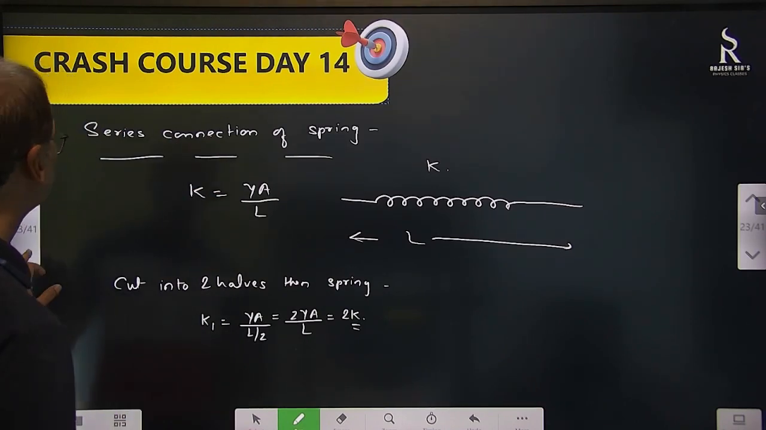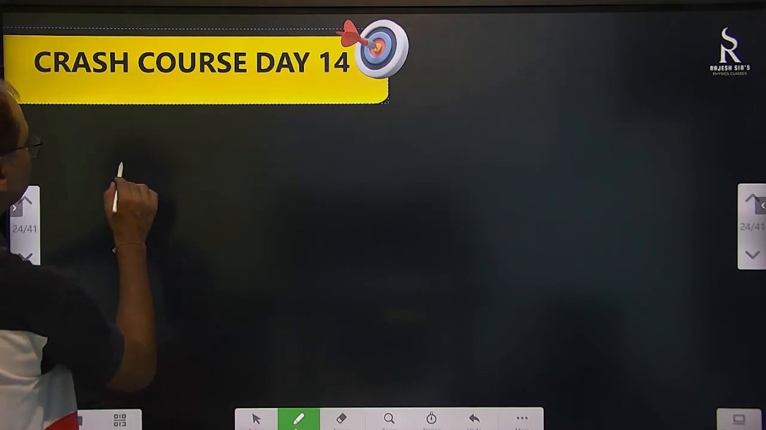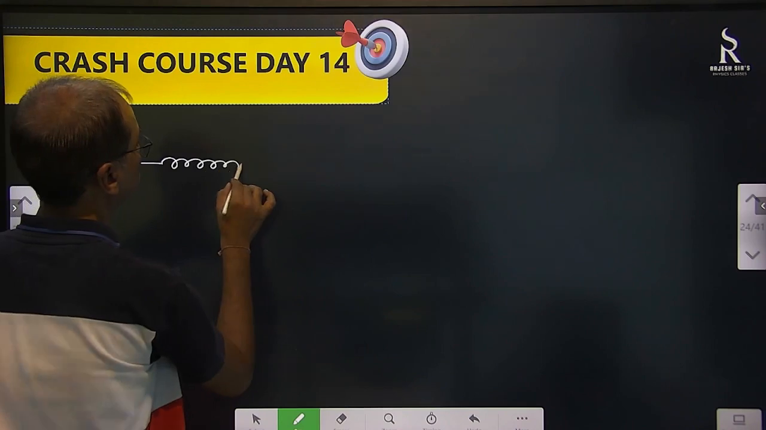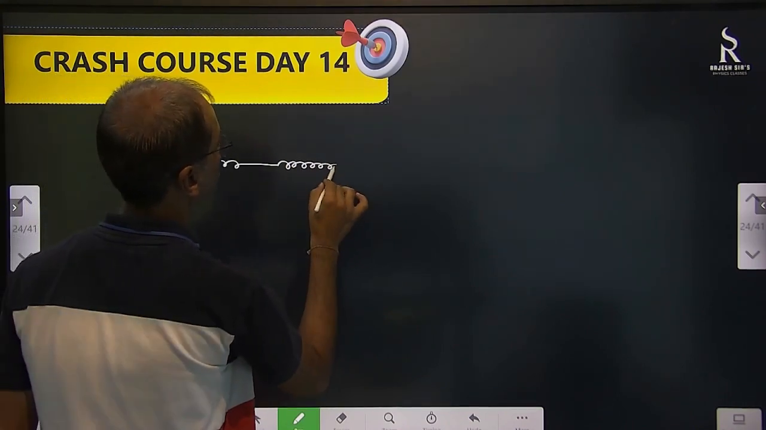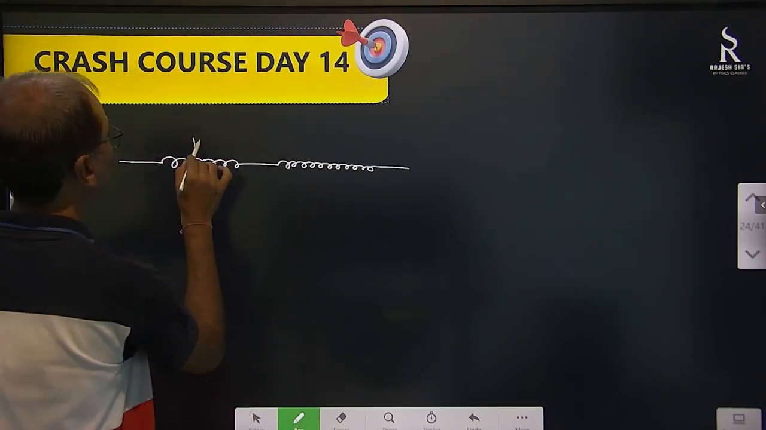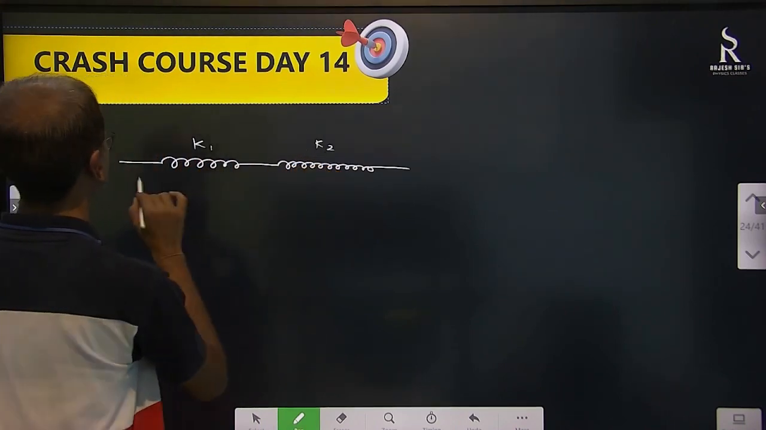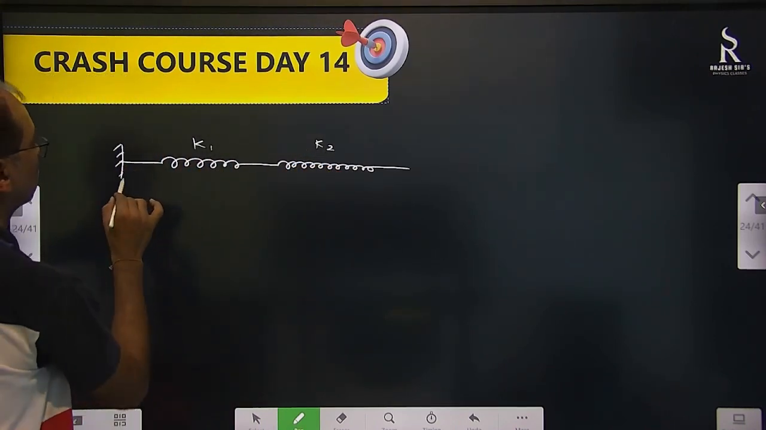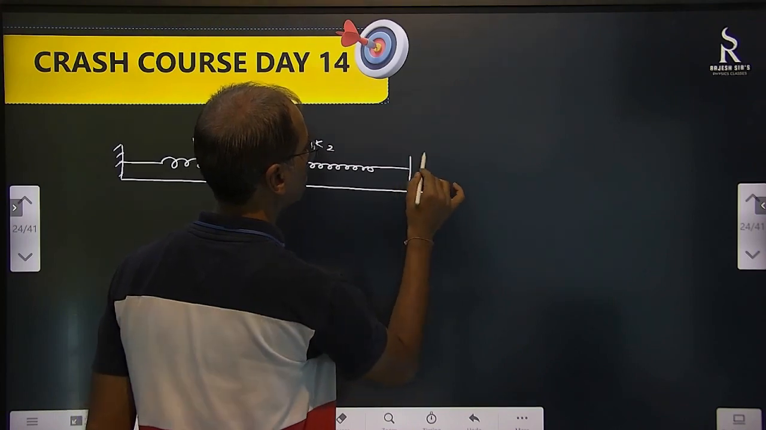Right. Series combination, something like this. This is one spring and this is another spring. This is k1, this is k2. And we are fixing it over here. And let's assume that you are keeping one mass.